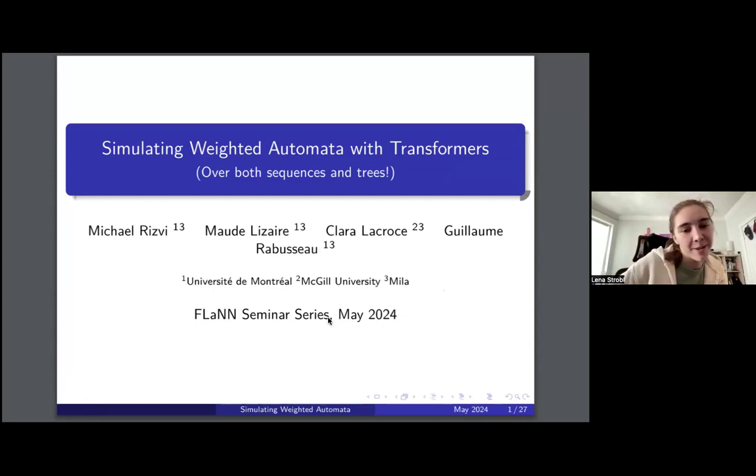And today we have Michael Rizvi with us. He is a PhD student at the University of Montreal and Mila. His research focus is to better understand the intersection between learning and reasoning tasks, but he's also interested in theory of self-supervised learning and representational learning. And today we have him here to talk to us about his new paper, Simulating Weighted Automata with Transformers.